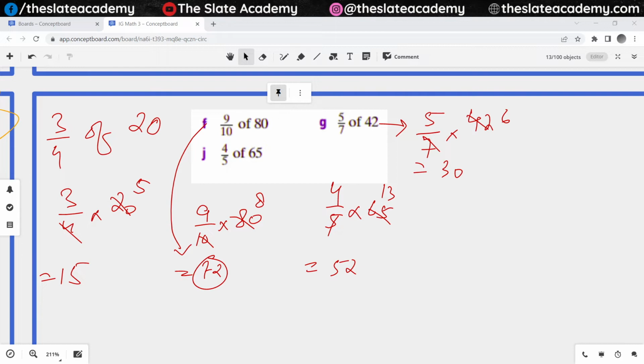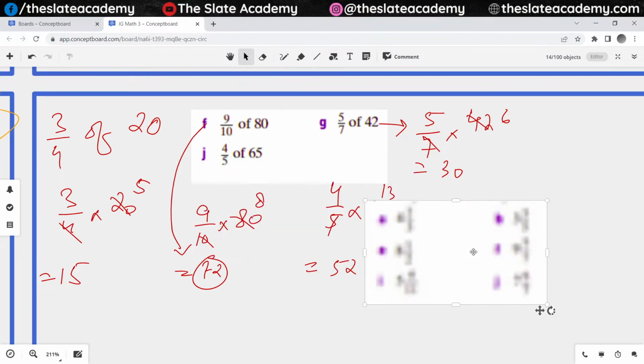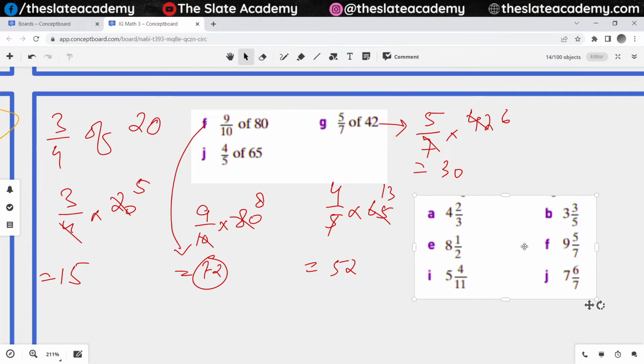Similarly, the next thing that we must know, and hopefully you have already learned this in the previous classes, is how to convert a compound fraction into an improper fraction. So if I paste a few examples over here. Okay, so here we have the first question.